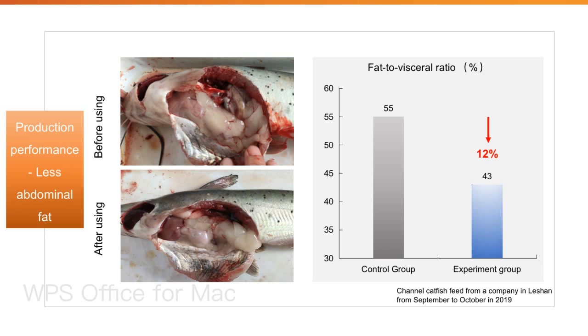And at the same time, we observed that the proportion of visceral fat of the channel catfish decreased significantly by 12%. And this shows that the health of the liver can promote fat metabolism. Also, the reduction of the visceral fat can improve the aqua's resistance to pulling and transportation.